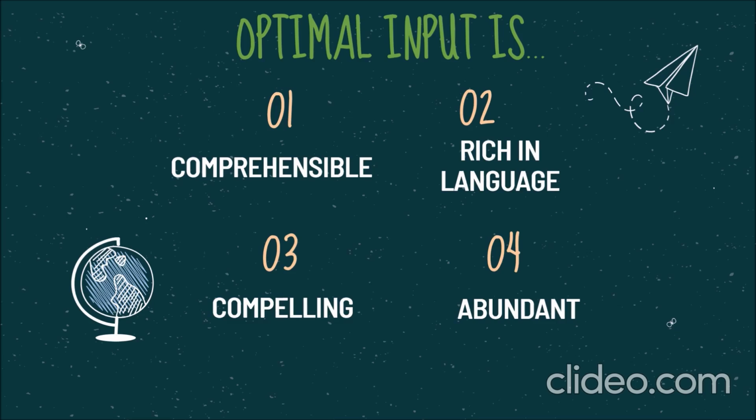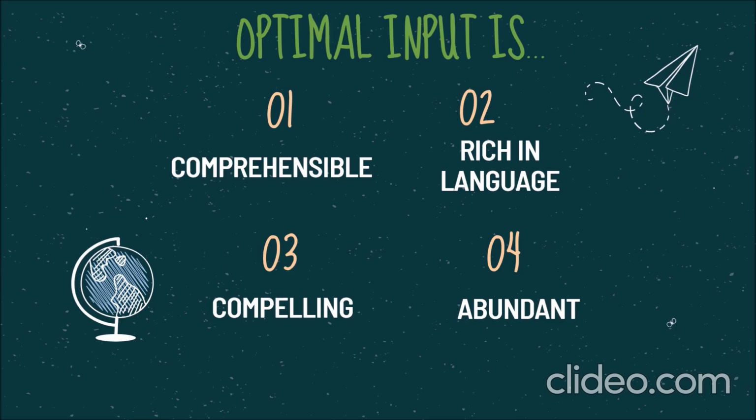Number 1. Optimal input is comprehensible. This means we start to acquire a language as soon as we start to understand messages transmitted in that language. This does not mean every single detail must be comprehensible. There can be some noise, some incomprehensible pieces, such as some unknown vocabulary and grammar rules that have not yet been acquired but are not essential in comprehension. Language acquisition does not require you to understand every word and every part of every word.